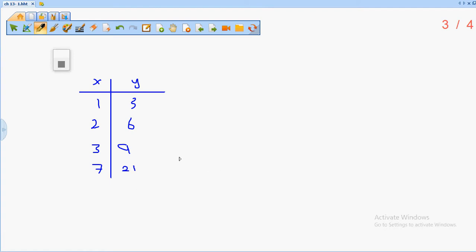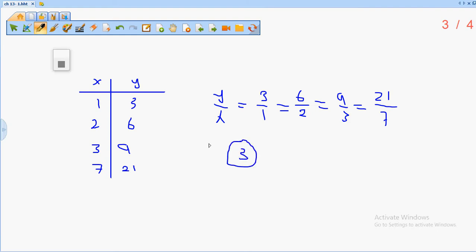Look. So, when we say the ratio between y and x, take the value of y: 3 over 1, it's equal to 6 over 2, it's equal to 9 over 3, it's equal to 21 over 7. So always here, the ratio between y and x is 3. So that's why this is a proportional relationship. Now let's go back to our lesson.